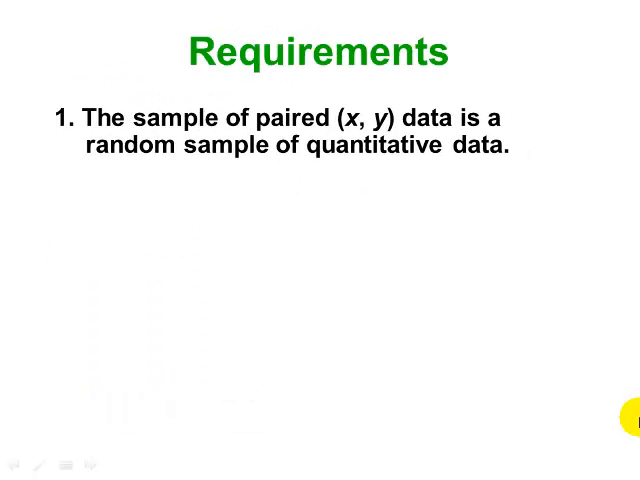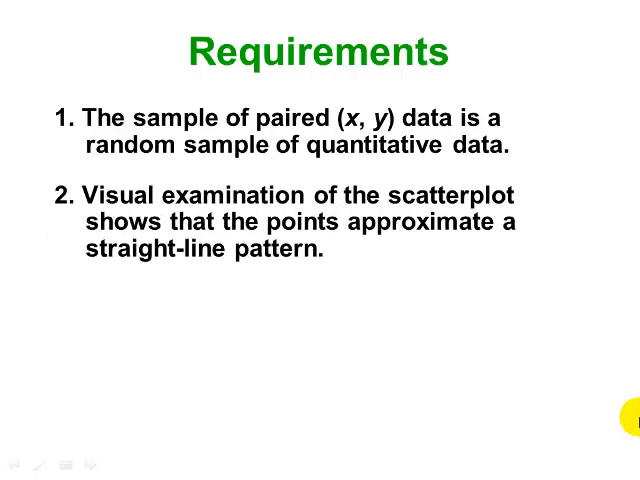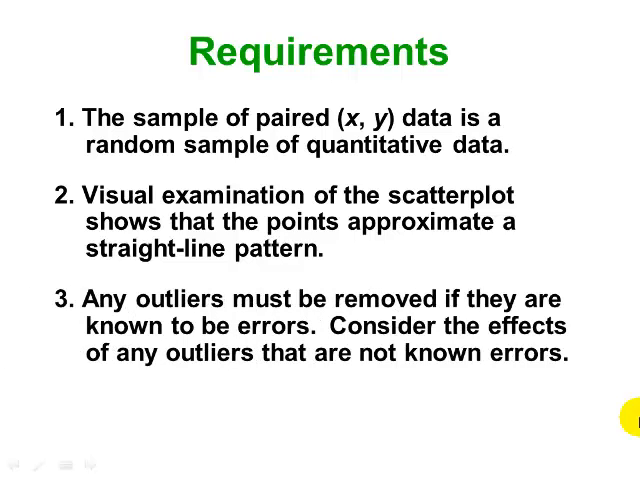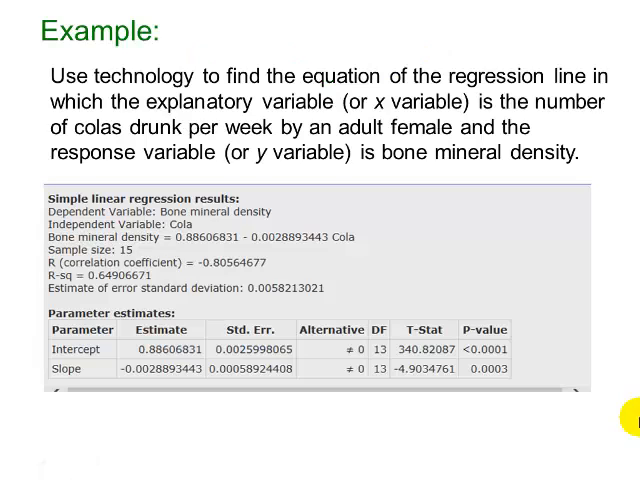The requirements for this, first of all, the sample of paired data has to be a random sample and it has to be quantitative data. Second, visual examination of the scatter plot has to show that the points approximate a straight line pattern. Third, any outliers must be removed if they're known to be errors. If they're not known to be errors, then at least consider the effects of any outliers. Here's an example.